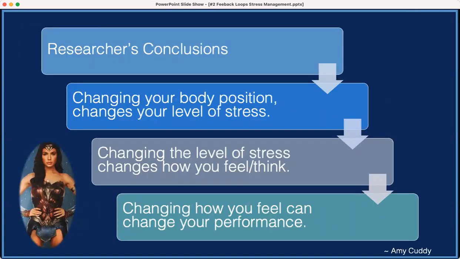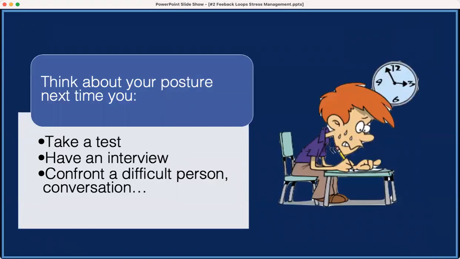Her conclusions were that changing your body position changes your level of stress. So your body is telling your mind how to feel. Your posture is telling your body how to feel. Changing the level of stress changes how you think and feel, and changing how you think and feel can change your performance. So think about your posture next time you're taking a test, you're about to have an interview, or you're confronting a difficult person or a difficult conversation.